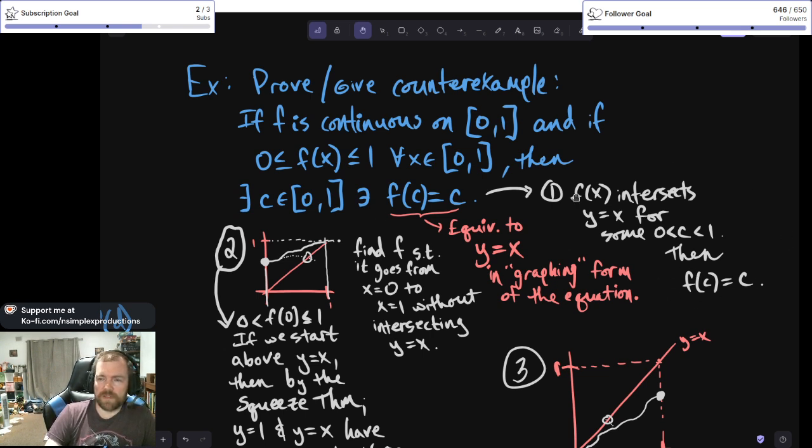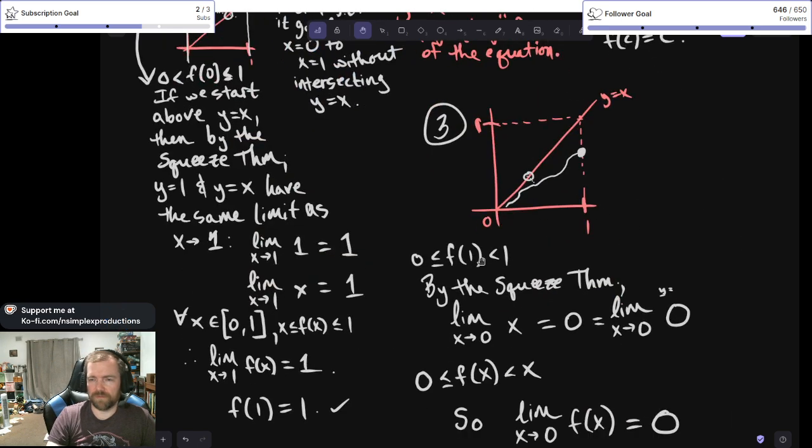So then I said, again, assume that it does intersect y equals x at some point, then we get f of c equals c, done. If f at 0 is between 0 exclusive and 1 inclusive, then we start above, and again, it's either going to cross, so we win, or it's going to go up like that into the corner, and then we can prove by the squeeze theorem that this is going to intersect. And then likewise for below.